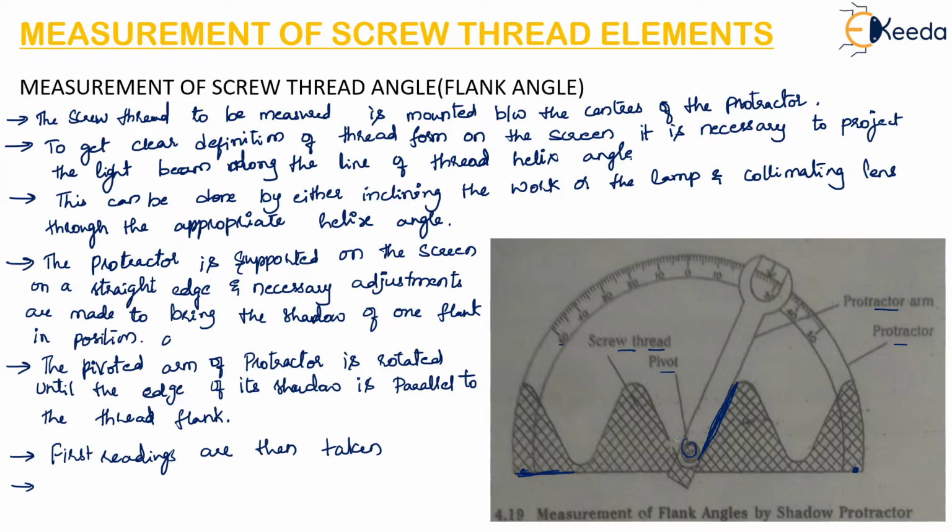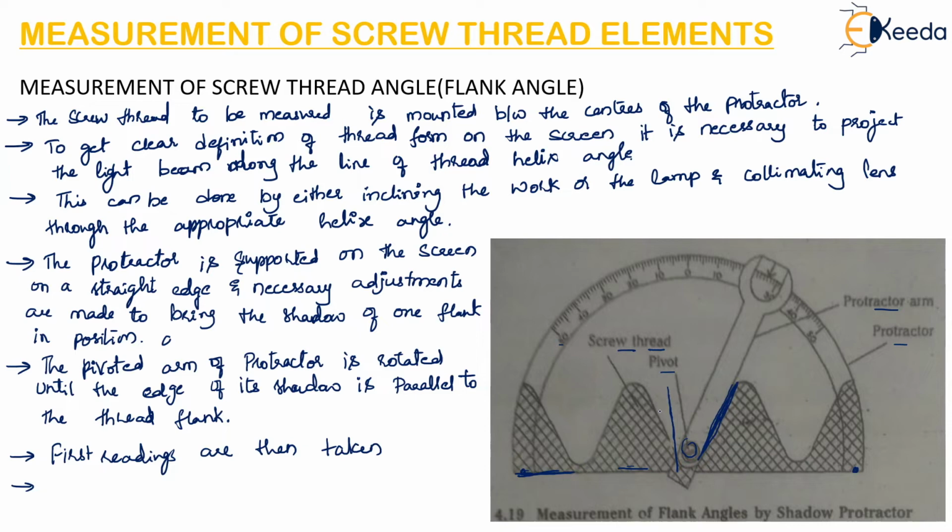The screw which we are testing is moved at right angles to its axis until the shadow of the thread on the other side is brought into position with the protractor. So the screw thread is moved in the direction perpendicular to its axis, so that the next position of the screw is brought into position with the protractor. So if this is the axis, the screw will be moved in the direction perpendicular, or at right angles, to its axis. So it will move like this.